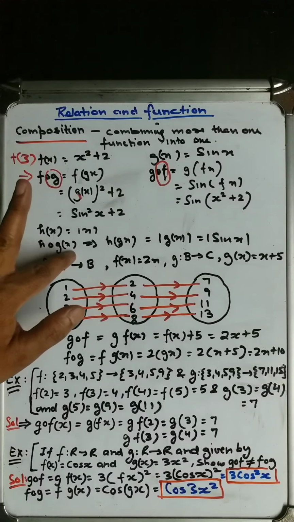f(x) equals 2x means the second function is twice the first one. Clear? And what is the relationship between the second and the third? x plus 5 means this plus 5, this plus 5, this plus 5, this plus 5.